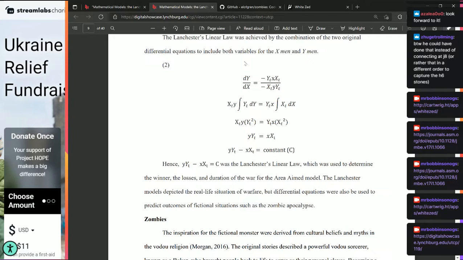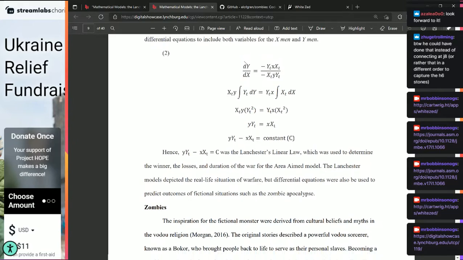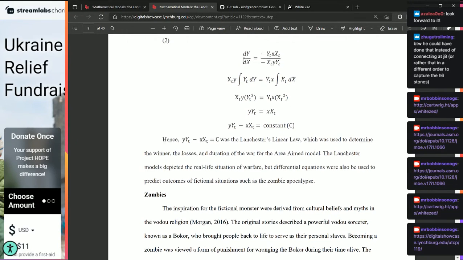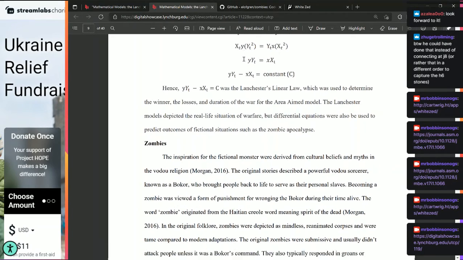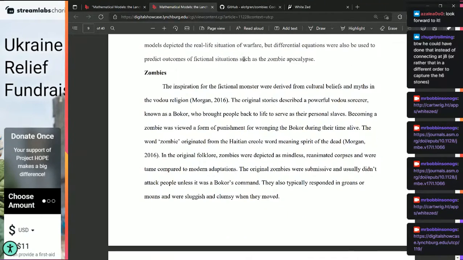The Lanchester model depicts the real-life situation of warfare, but differential equations were to be used to predict the outcome of fictional scenarios such as the zombie apocalypse. Now we get to how they discuss the zombies, because zombies can't use ranged weapons.